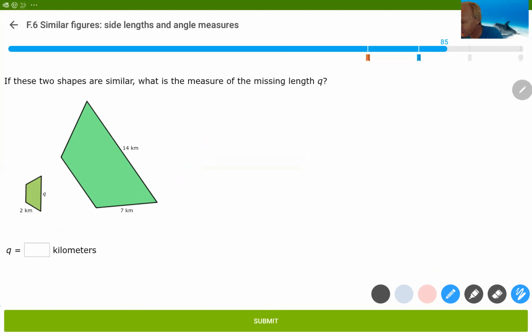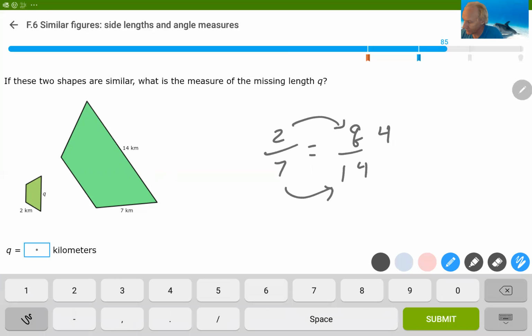Looks like we're a little more interesting this time. We multiplied by 3.5 in order to get this way. Anyway, I'm going to rewrite it. 2 is to 7 as Q is to 14. And of course, this is an equivalent fraction situation, and it takes a 4 to make equivalent fractions because I multiplied by 2. So 4 kilometers.